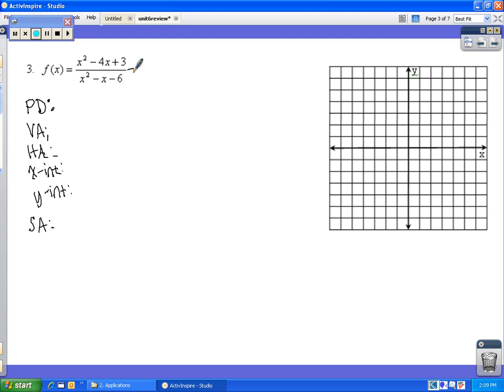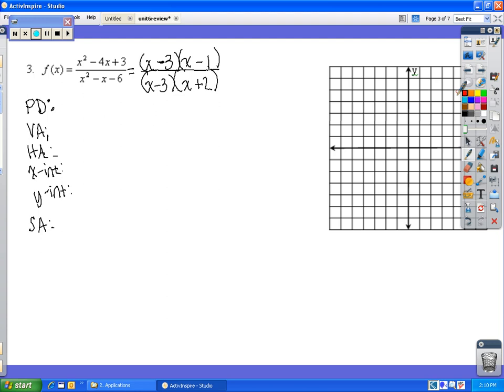Alright, so first off, let's start by factoring. When I factor, I'm looking for two numbers that when I multiply I get 3, and when I add I get negative 4. Those two numbers in this case are x minus 3 and x minus 1. On the bottom, I'm looking for two numbers that when I multiply I get negative 6, and when I add I get negative 1. And those two numbers are x minus 3 and x plus 2. Now if you notice, I have a common factor on the top and bottom. So that is going to be my point of discontinuity. So I'm going to go ahead and cross those out, and therefore my point of discontinuity is when x is 3.